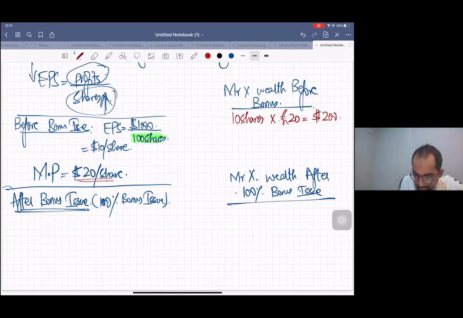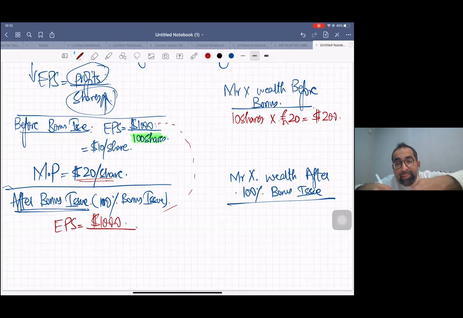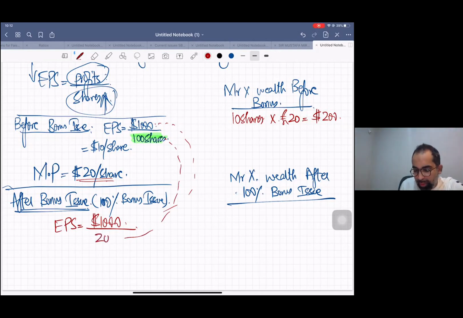Now let's see what the EPS is after this 100% bonus issue. We all know that a bonus issue is a free issue. So no new resources. So the numerator, the profit, will remain the same. But as the company has issued an equal number of new shares, the denominator will double. So 100 shares plus 100 shares makes 200 shares. The company has issued the same number of new shares to each and every shareholder.